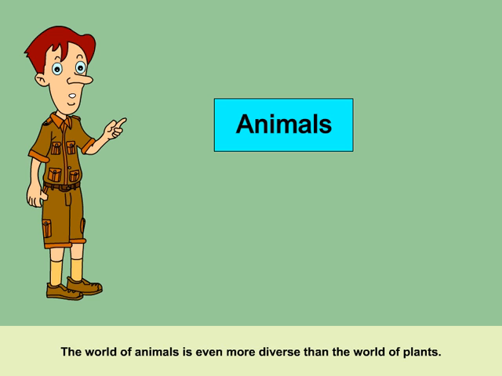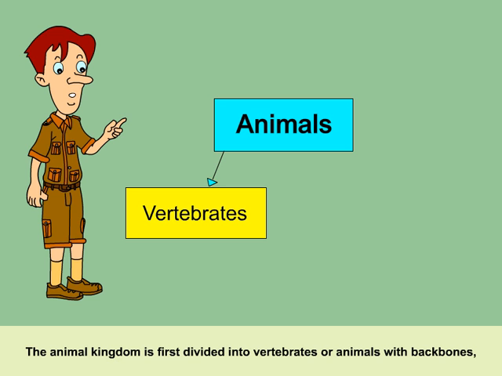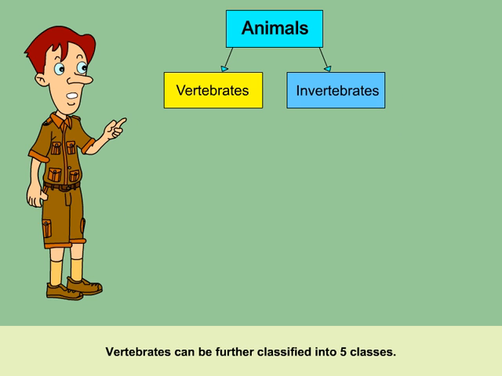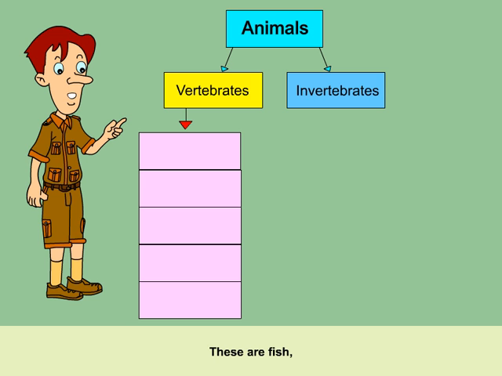The world of animals is even more diverse than the world of plants. How are animals classified by scientists? The animal kingdom is first divided into vertebrates, or animals with backbones, and invertebrates, or animals without backbones. Vertebrates can be further classified into 5 classes. These are fish, amphibians, reptiles, birds, and mammals.